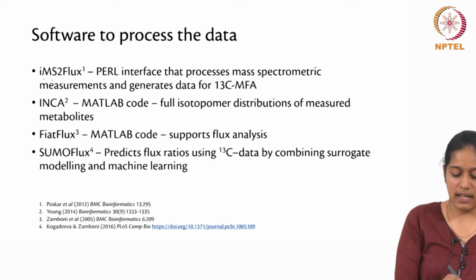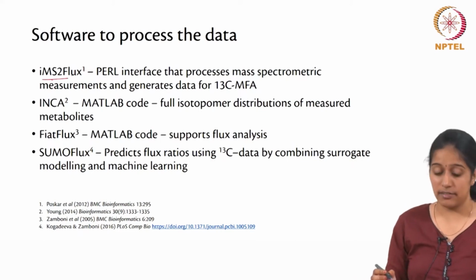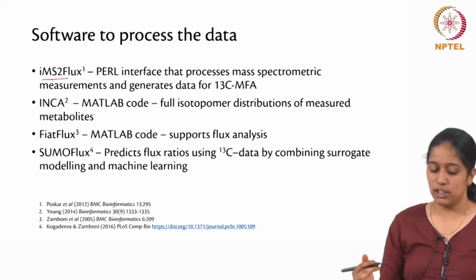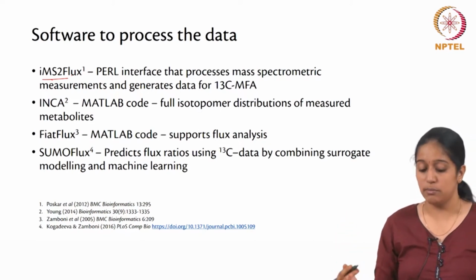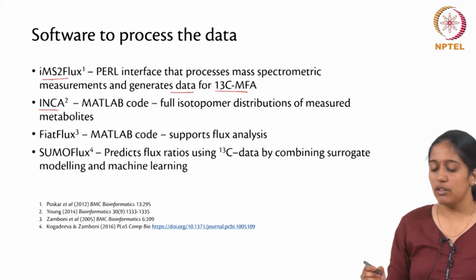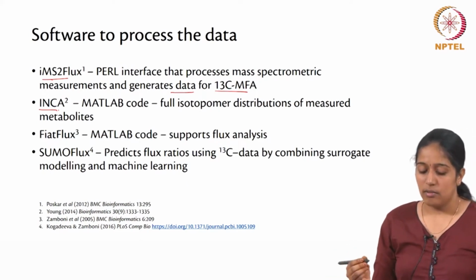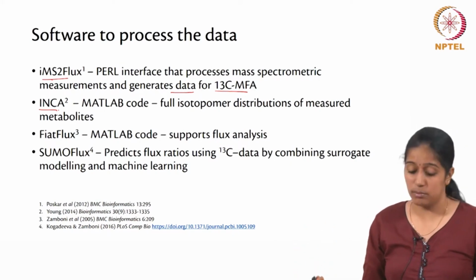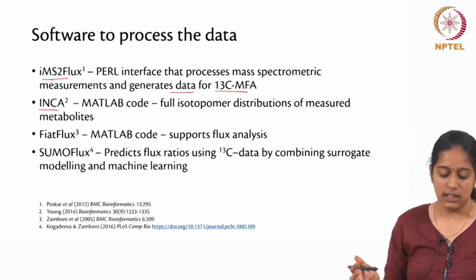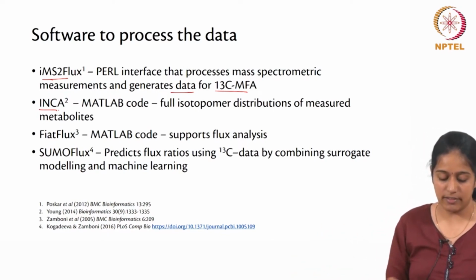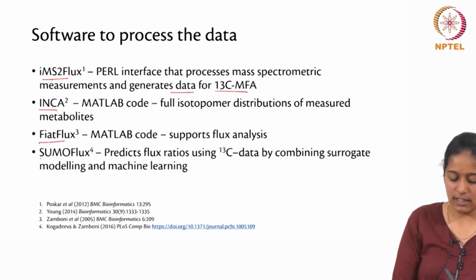So, the first one is IMS to flux, which is a Perl interface, and this processes your areas from a mass spectrometry measurement, and it also generates data for C13 MFA. Another one is INCA, which is basically a MATLAB code where you have the full isotopomer distributions. I mean, it gives you the full isotopomer distributions of measured metabolites, and this is also used for generating data for C13 MFA. And there is also Fiat flux and Sumo flux.